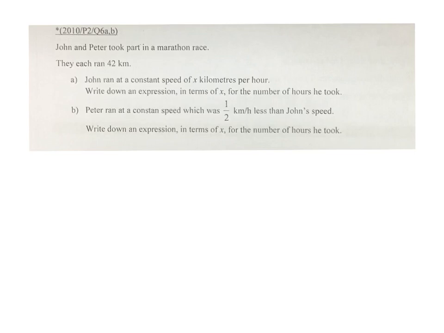Okay, question number 2. John and Peter took part in a marathon race. They each ran 42 kilometers. John ran at a constant speed of x kilometers per hour. Write down an expression in terms of x for the number of hours he took. So for John's case, if I want to find the time taken, we use our triangle DST. So time is distance divided by speed. Distance is 42 kilometers, and then the speed is x kilometers per hour. So divide by x, and the unit for the time will be hours. Okay, and that's for part A.